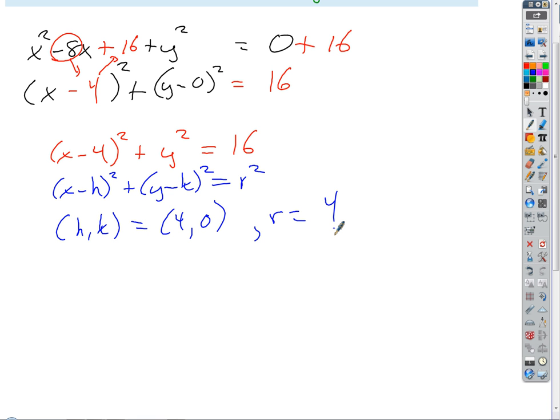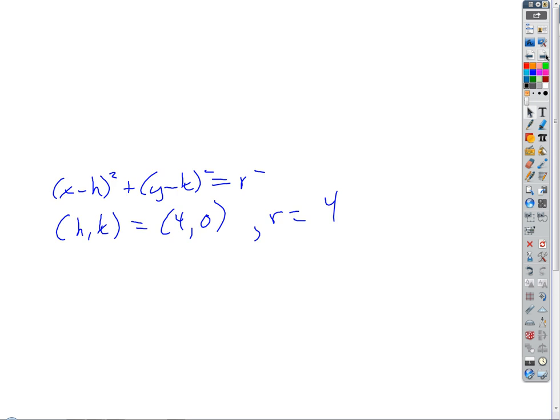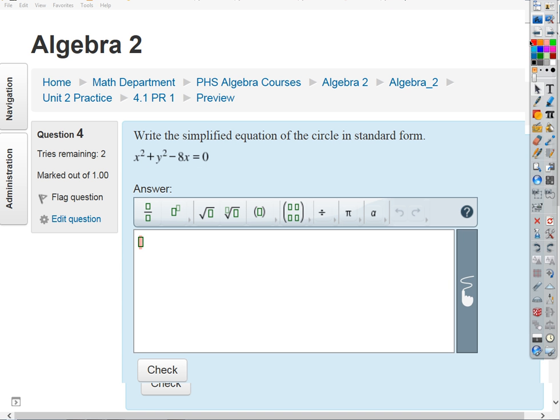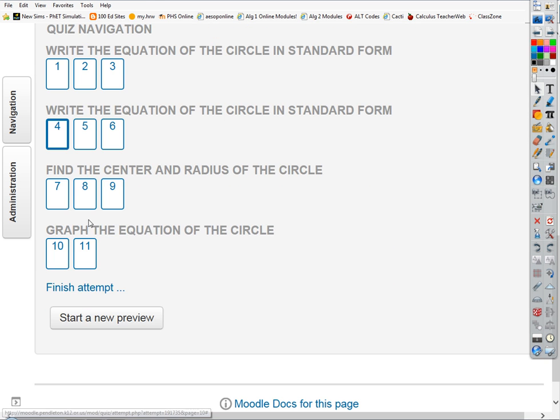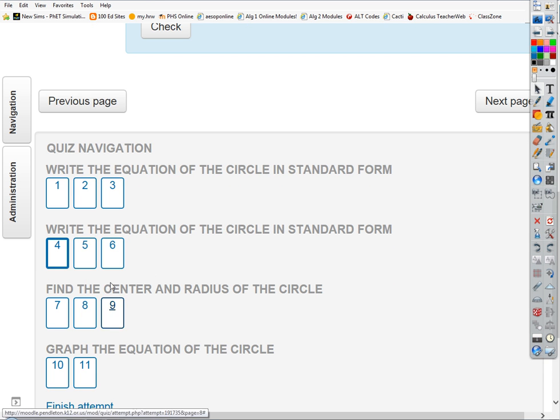Some of the questions are just going to ask you to do that, and that's fine. And then the next block of questions is going to ask you to do that and then interpret it. Find the center and find the radius. Let's do one more of those, and then we'll be done. How about, let's do one, this will be a little different.